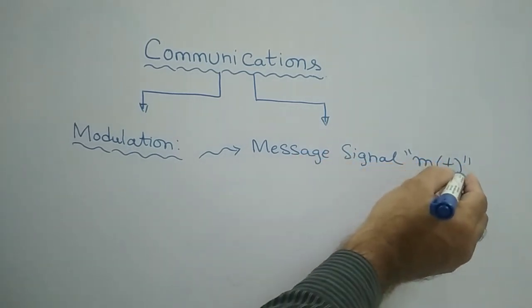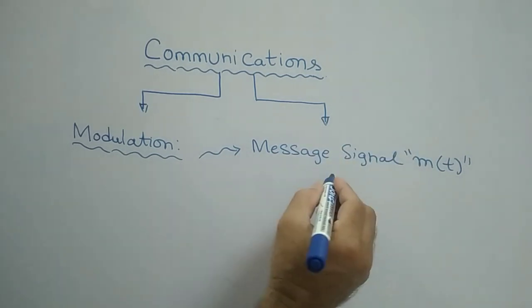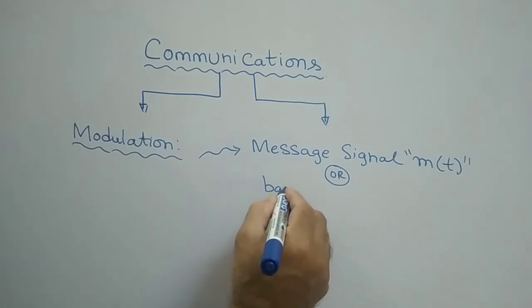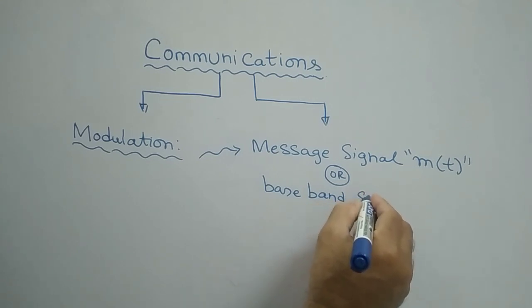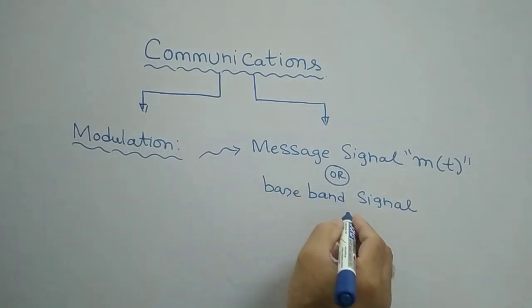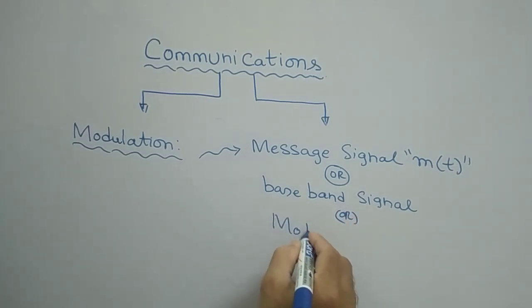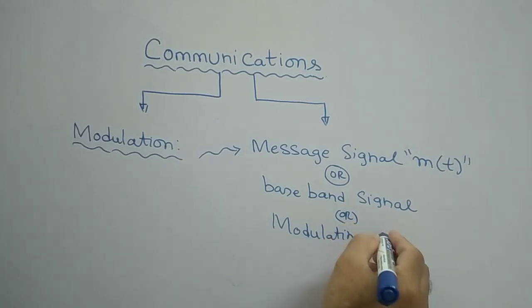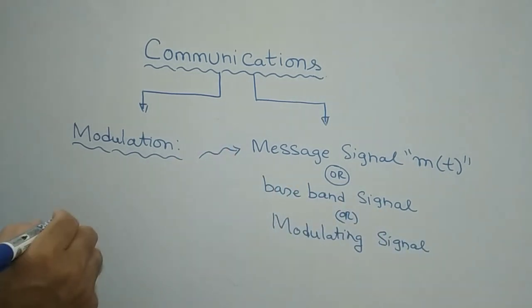It depends on time t, as it is a message. That is why it is called m. It is sometimes also called the baseband signal, or the modulating signal. These are the different names for this.